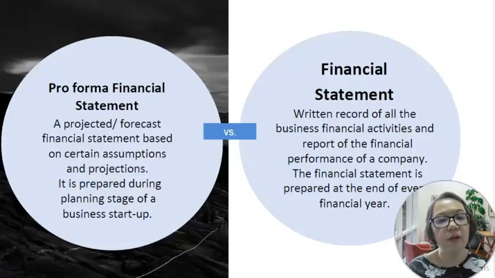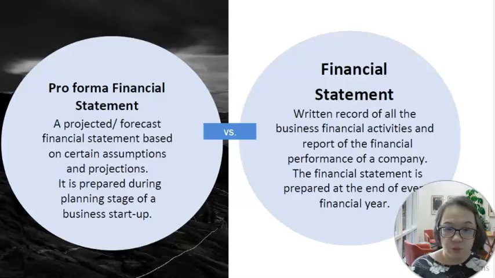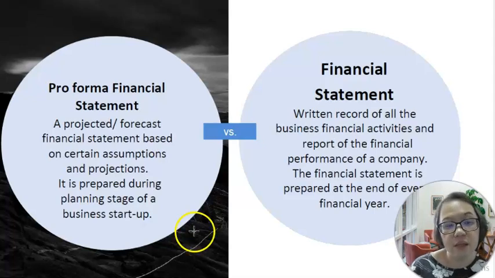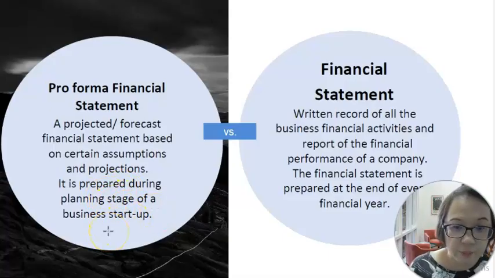Next, we are going to look at financial statements. Sometimes you might come across the term pro forma financial statement when you start to plan for a new business. So what is a pro forma financial statement? It is a projected or forecast or budget financial statement based on assumptions, how many units you think you are able to sell during a certain period of time. So this is prepared during the planning stage of a new business startup.